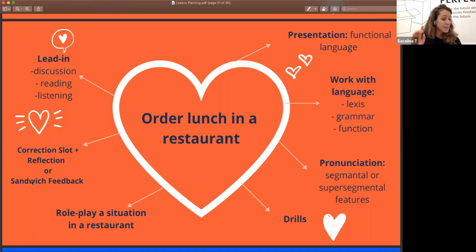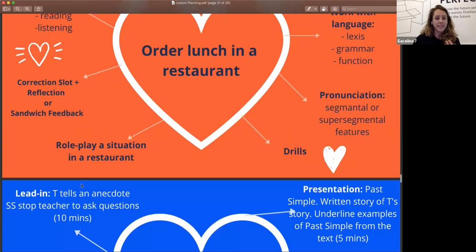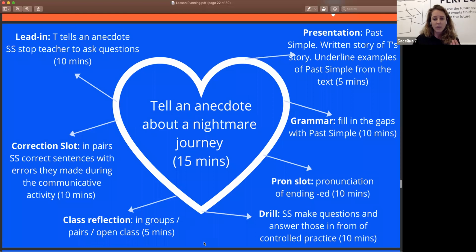Now we are ready to have a look at one more example of the class. This time it's going to be not the functional language, but it's going to be a grammar class. And I've got all the stages right here. So I will talk you through the stages and I will use my annotate function to help you to understand where I am. So the aim of the class, the communicative objective: students can tell an anecdote about a nightmare journey.